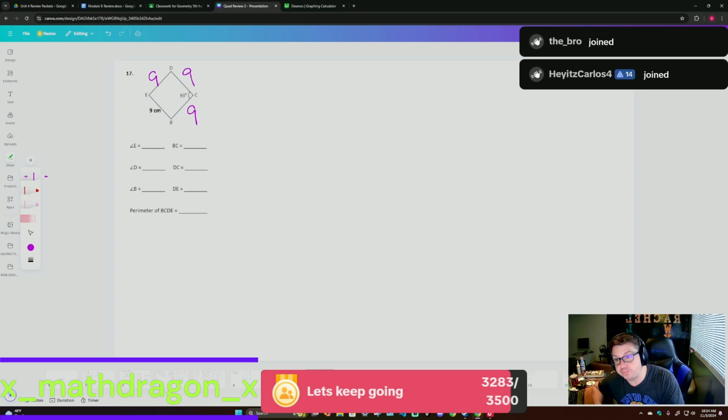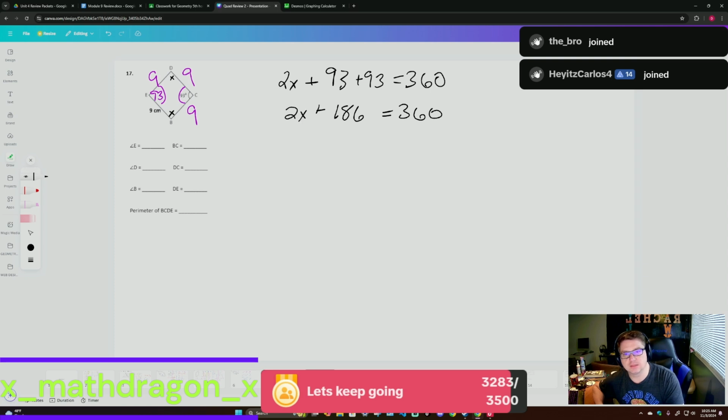We also know that opposite angles are equal to each other. So this is 93, that's 93. Now, that does not make this and that 93, but it does make 2x plus 93 plus 93 equal to 360, because all four angles in a quadrilateral are going to equal 360. So what is this? 186 plus 2x equals 360. So subtract 186 from both sides.